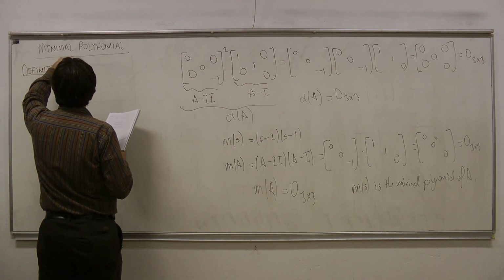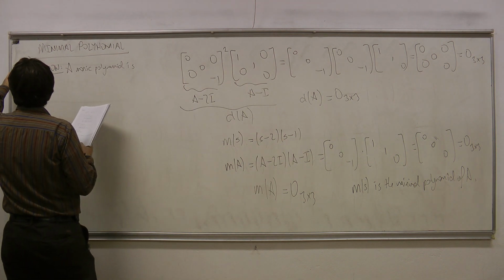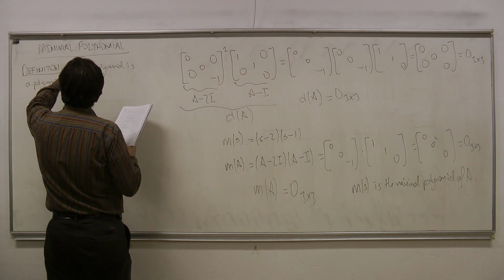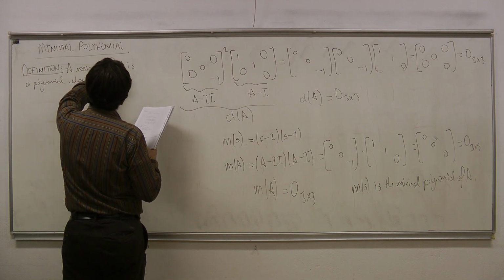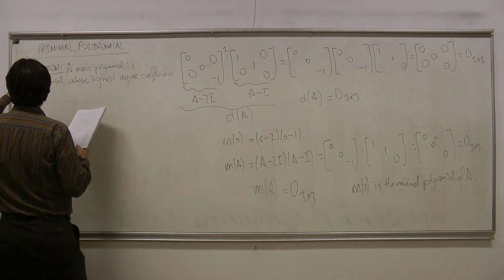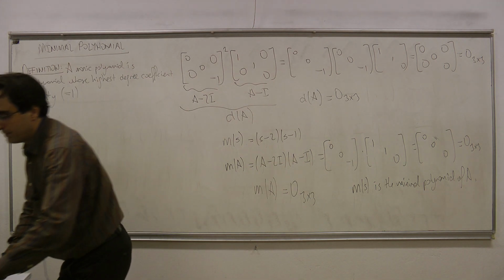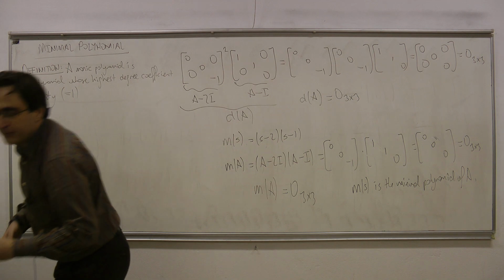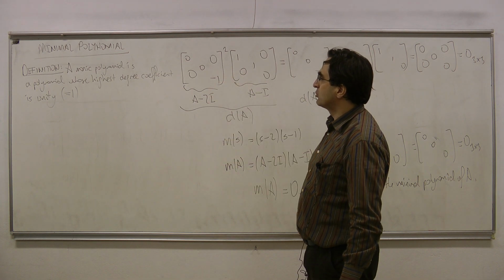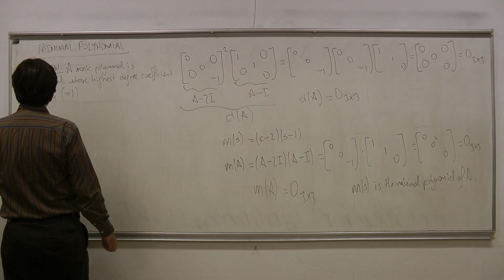a monic polynomial is a polynomial whose highest degree coefficient is unity, which means that it is equal to 1. Okay? So we are defining the concept of a monic polynomial, and a monic polynomial is a polynomial whose highest degree coefficient is equal to 1. So this is a trivial concept.